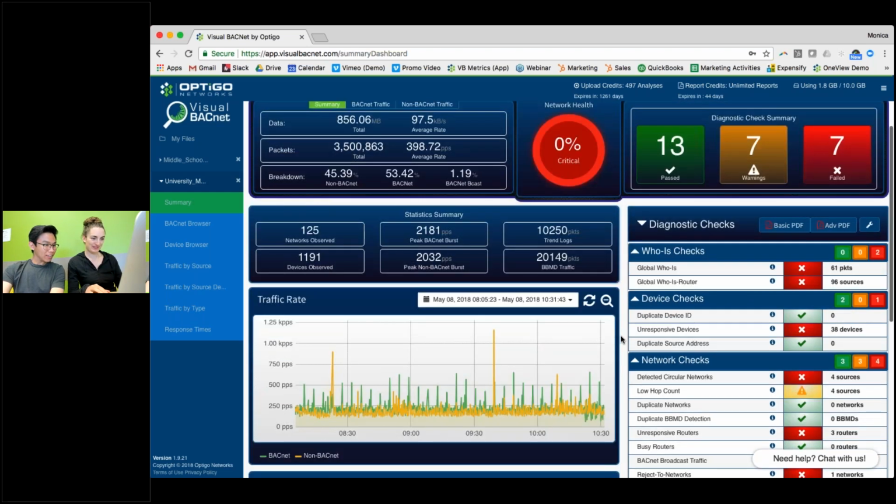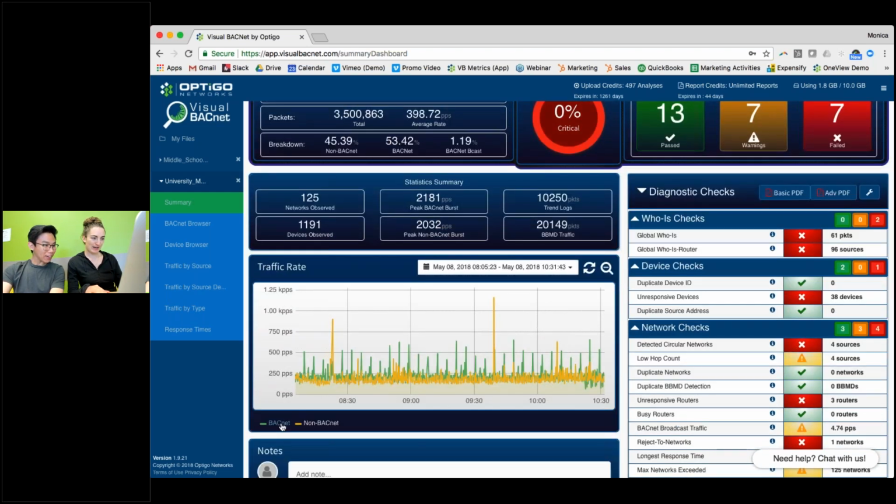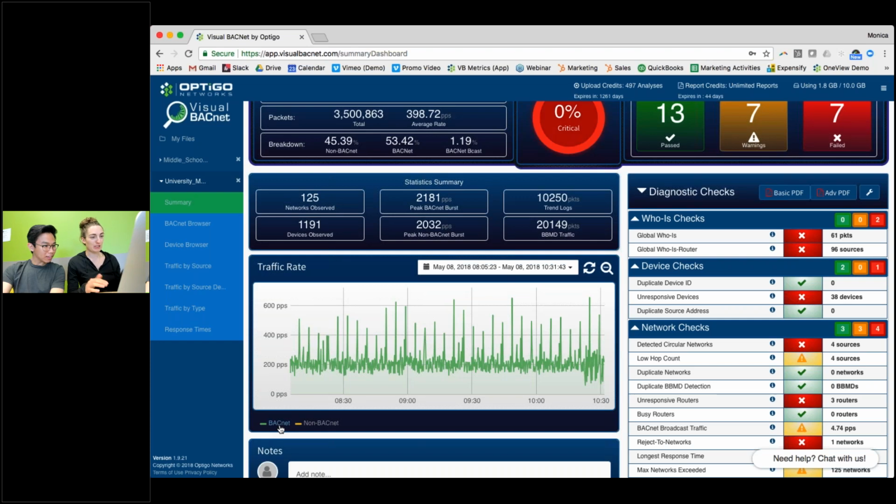We have BACnet and non-BACnet. So BACnet, non-BACnet, we've got some huge non-BACnet spikes. Something to be aware of, although maybe not something you have a ton of control over. We're getting spikes up to 600 packets per second every 5 minutes or so, pretty consistently, and you've got a pretty consistent packet floor of 200 packets per second. So this is a really busy network.